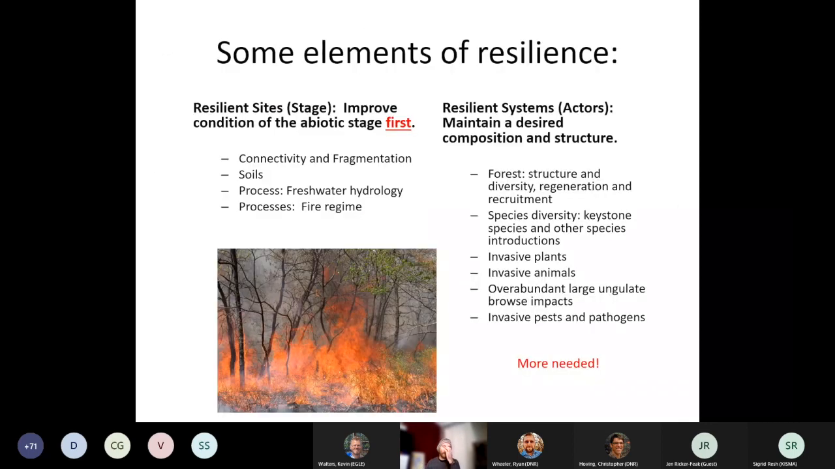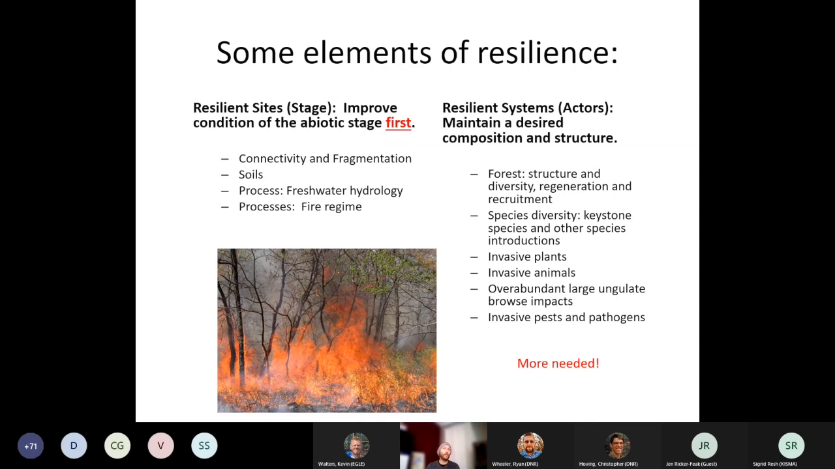The paper itself is pushing land managers to think about 4 aspects of resilient sites. Those are connectivity and/or fragmentation, soils, hydrology, and fire regime. And this is definitely Northeast U.S. focused. It may be missing some factors, especially on the resilient systems, but we would push to think about improving the condition of the abiotic stage first.